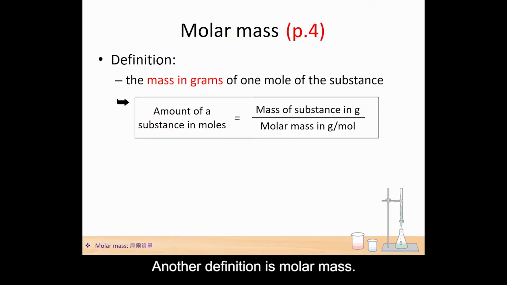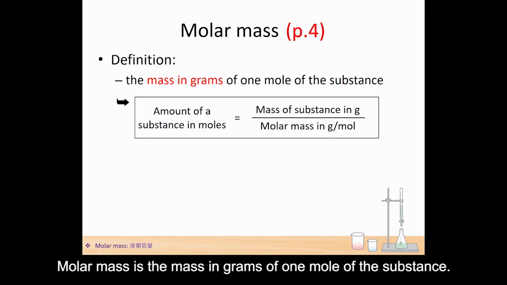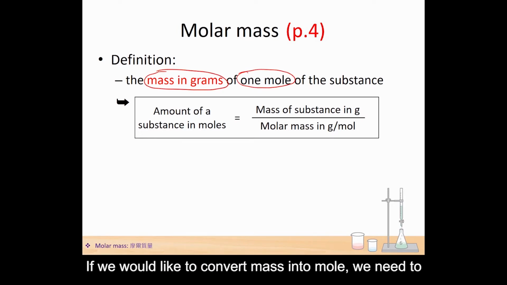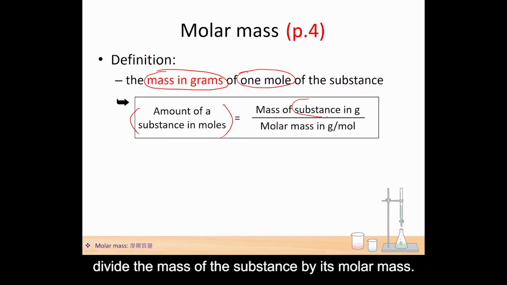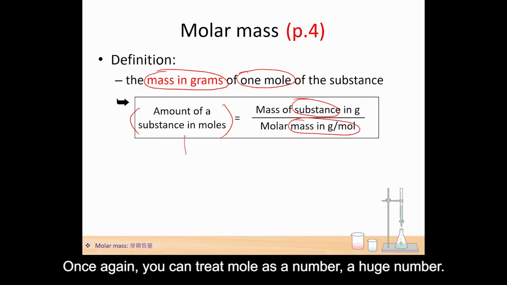Another definition is molar mass. Molar mass is the mass in grams of 1 mole of the substance. If we would like to convert mass into mole, we need to divide the mass of the substance by its molar mass. Once again, you can treat mole as a number, a huge number.